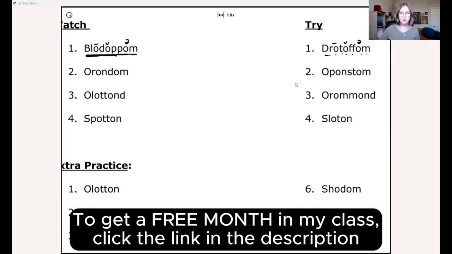Blending them, we have der, dro, drote, drota, drotoff, drotoffa, drotophum. Did you get it? Yes, or almost for drotophum?